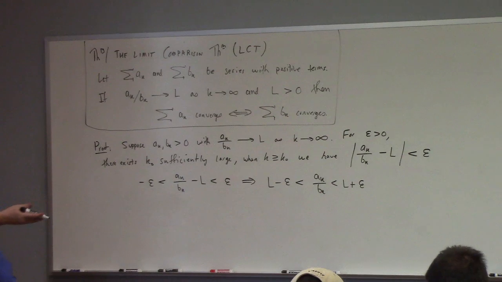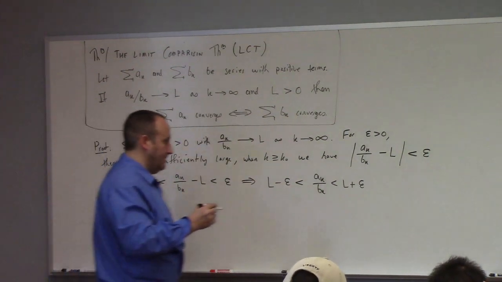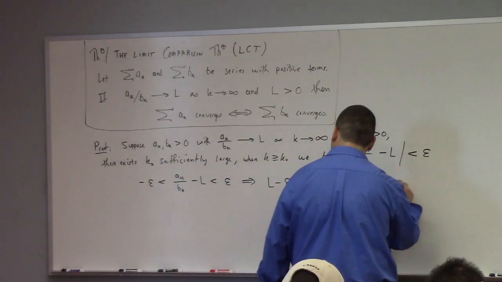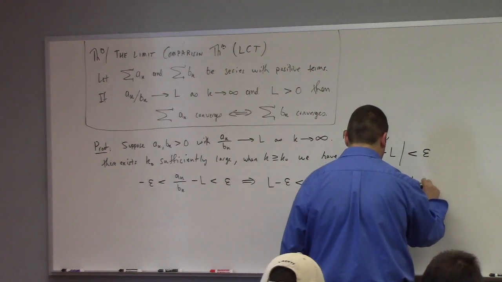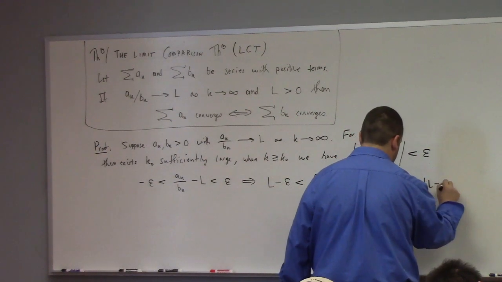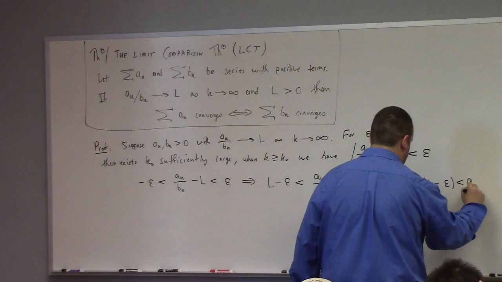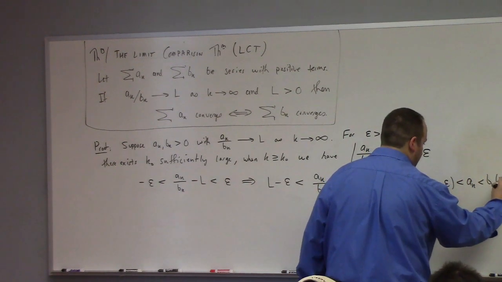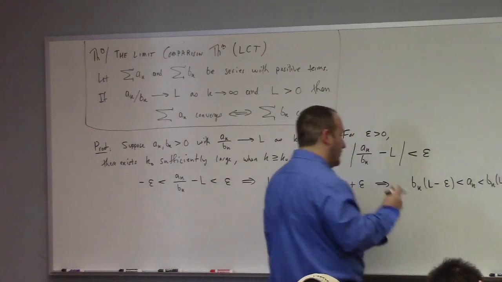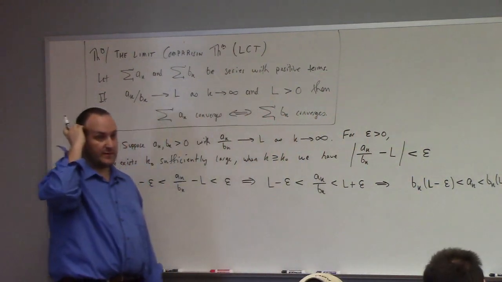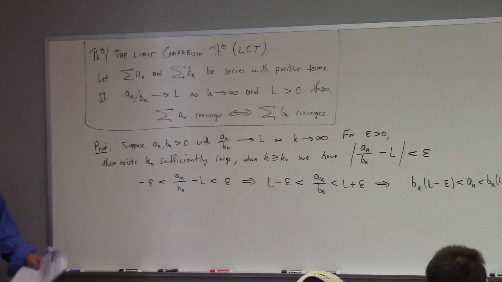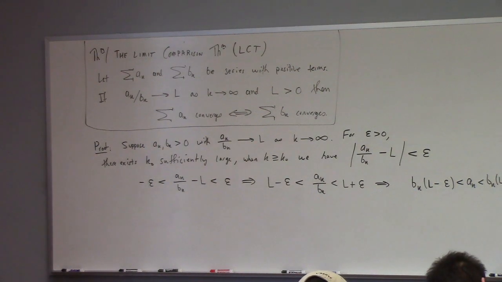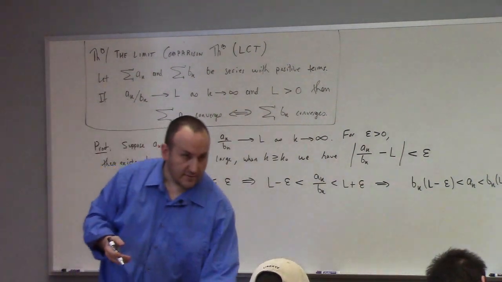Oh, but then one more step. What do we get? bk times L minus epsilon, right, is less than ak is less than bk times L plus epsilon. Why do I know multiplying by bk doesn't change the order of the inequalities here? What did we assume about bk? It's a positive series, right? Fantastic. Now, what? Let me give this thing a name. Let's call it star. What good is star?